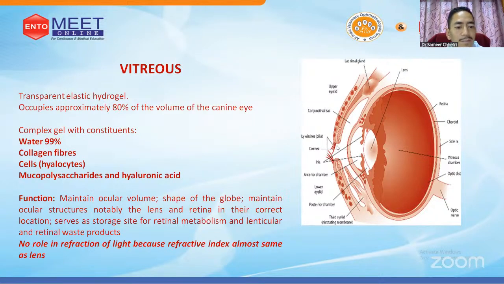It serves as a site for the retinal metabolism and lenticular and retinal waste products, thereby protecting all these vital tissues from these harmful waste products. There is no role in reflection of light because the refractive index is almost the same as the lens.